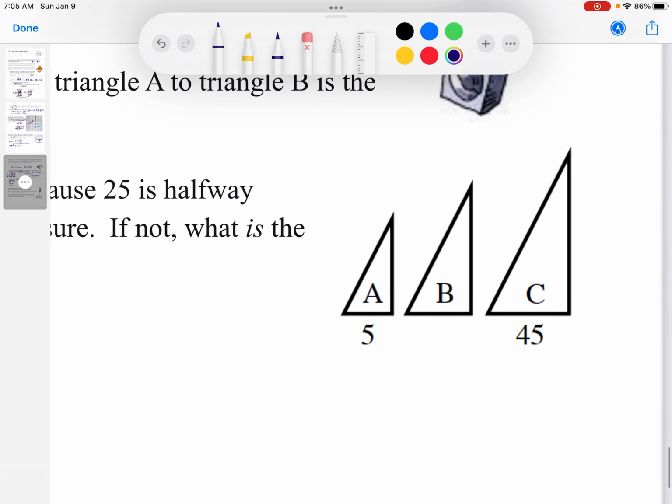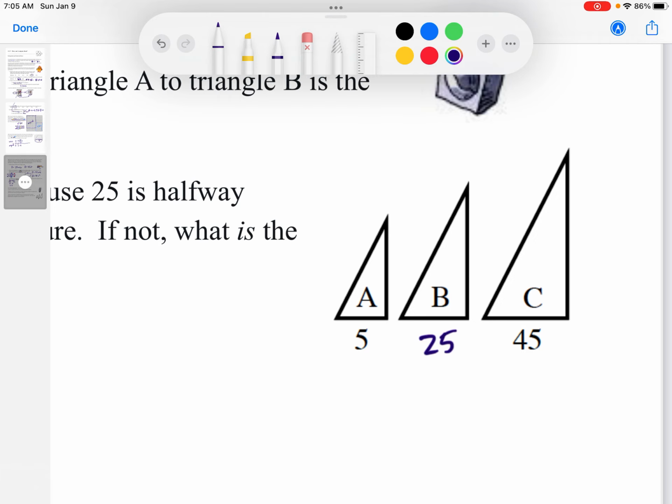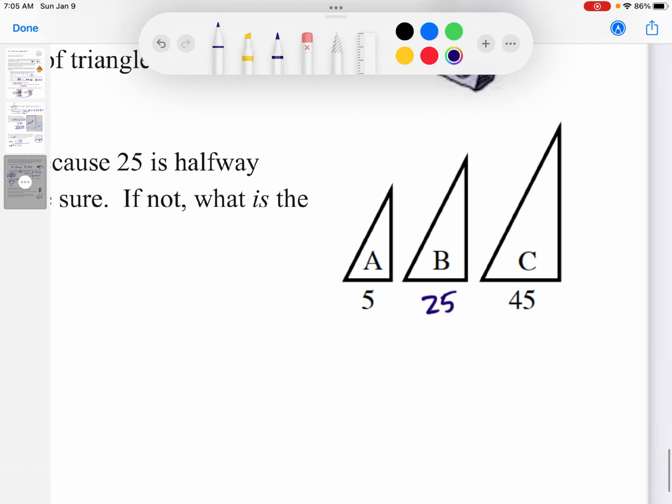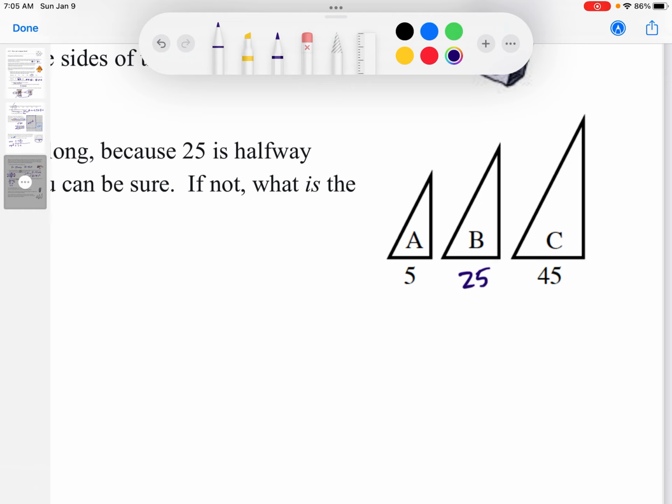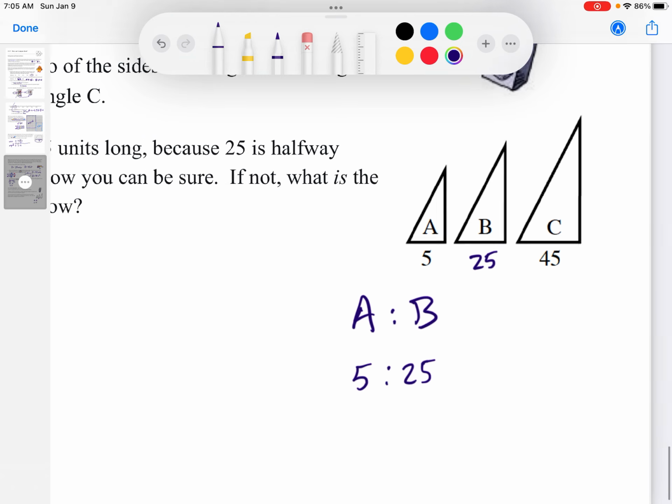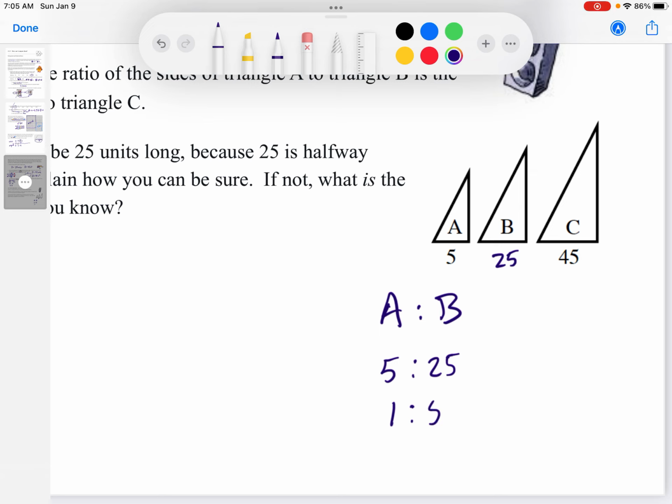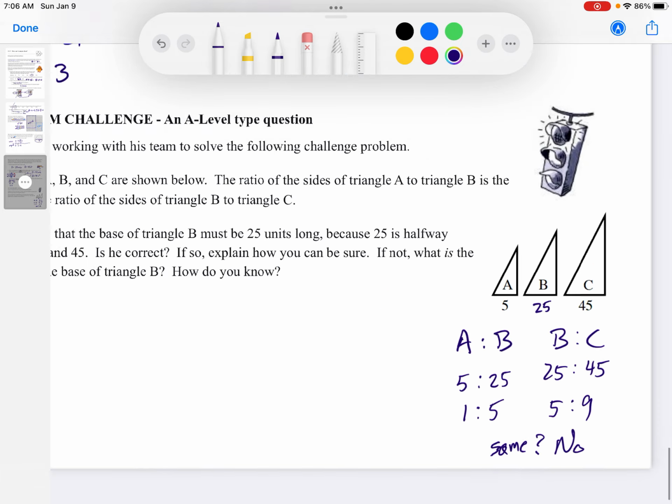Okay, so if this were supposed to be 25, as he said, but they said the ratios are the same. So if I do the ratio of A to B, that's 5 to 25. And I can reduce that, right? Divide them both by 5, get 1 to 5. I'm going to reduce it because it's easier to compare. So now let's do my comparison, B to C. That's 25 to 45. I divide those both by 5, and I get 5 to 9. Are those the same? Same? No.